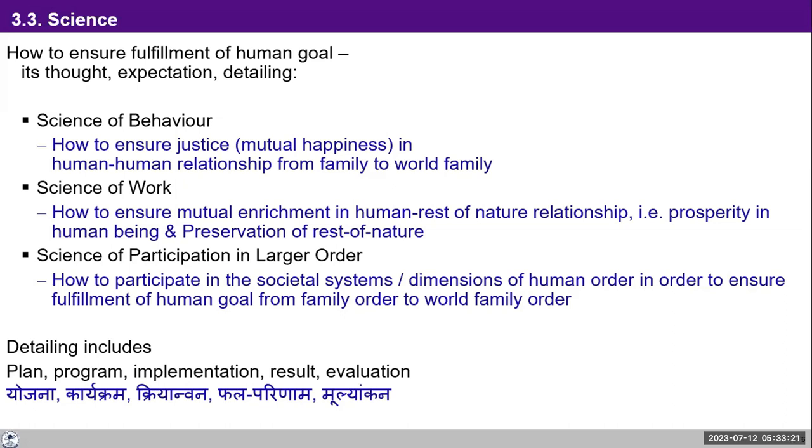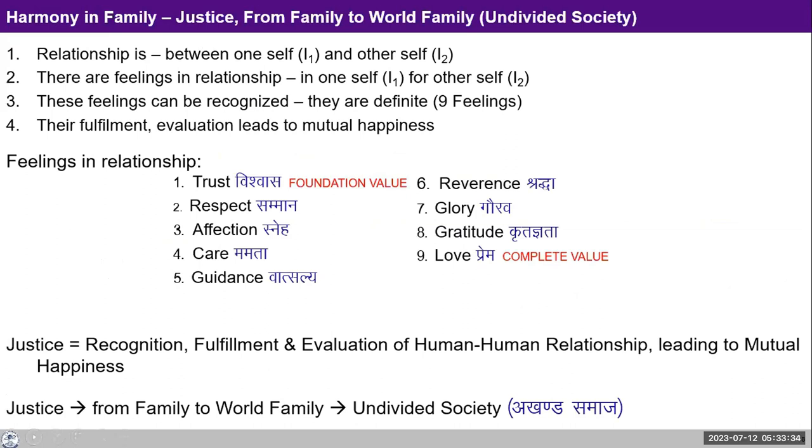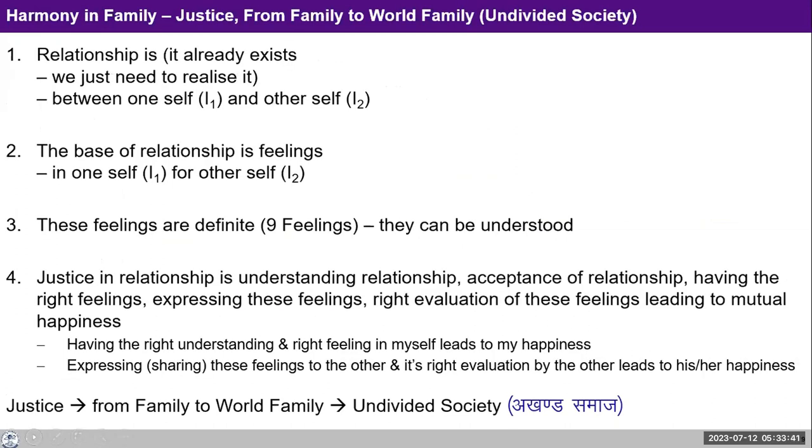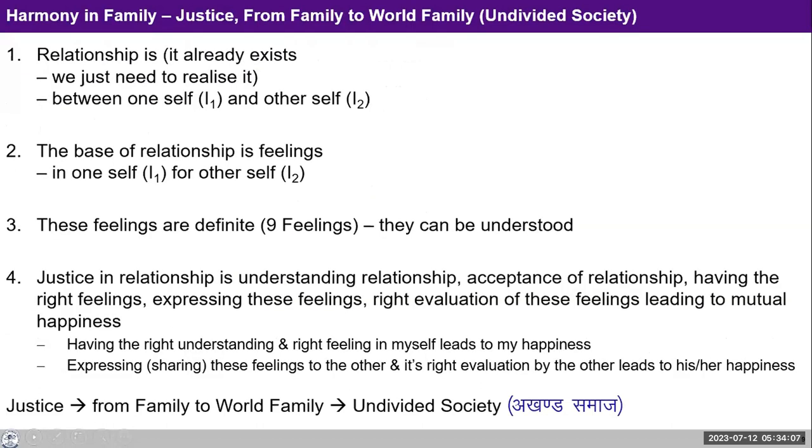We talked very briefly about the five dimensions. And we have discussed all this in the introductory UHV workshop, so we're not going into more detail here. But essentially, we were discussing yesterday about science of behavior. So when we are interacting with other human beings, are we doing justice in our relationships? Justice in the relationship means, are we only looking for our happiness, or are we thinking about mutual happiness in our relationships? So now you can connect up what we did in the introductory workshop in terms of harmony in family.